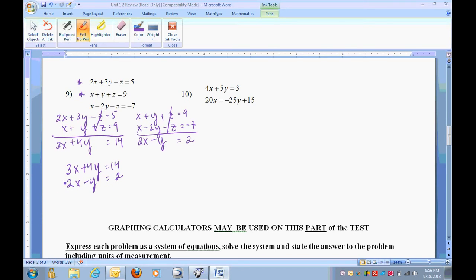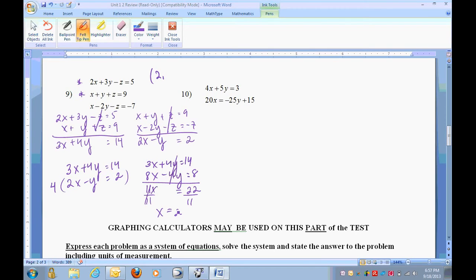Then I need to eliminate the y's. You could eliminate the x's, but the y's seem to be easier if you multiply by 4. When you do that, you end up with 3x plus 4y equals 14, and 8x minus 4y equals 8. Now the y's cancel. You end up with 11x equals 22, and then you divide by 11. So x equals 2 in this system of equations so far.